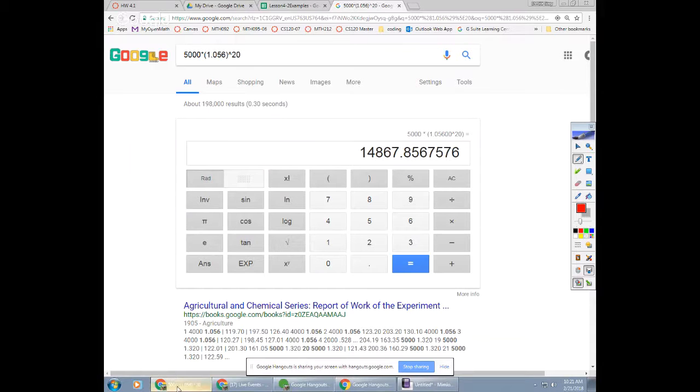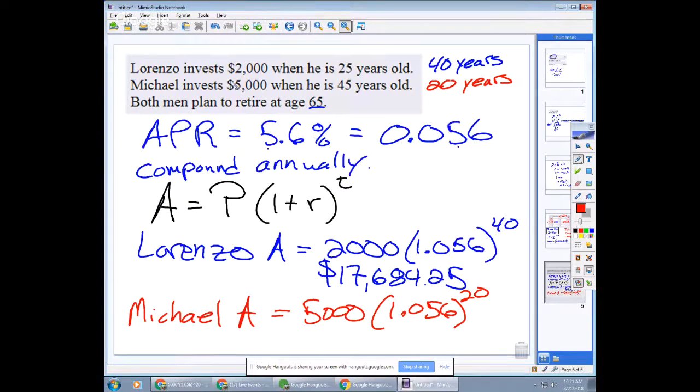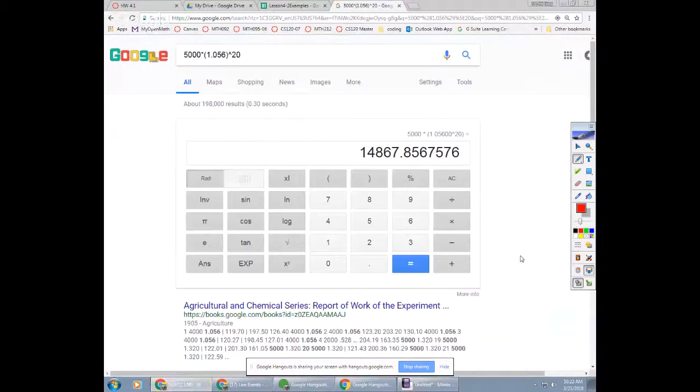How much did you deposit? 5,000 over 20 years. Yeah, that'll throw it off a little bit. All right, so I'm getting 14,867, and then I guess I would call that 86 cents.